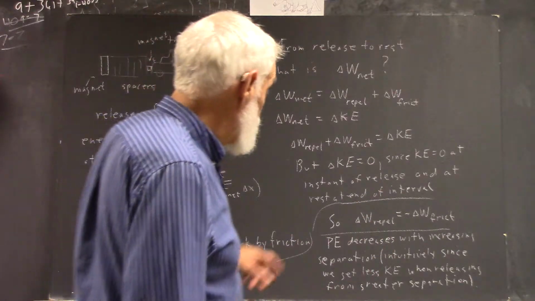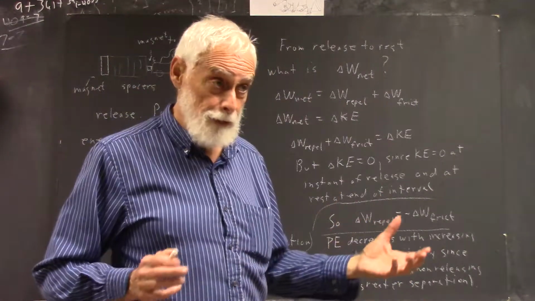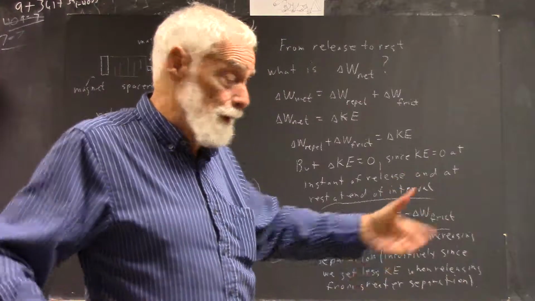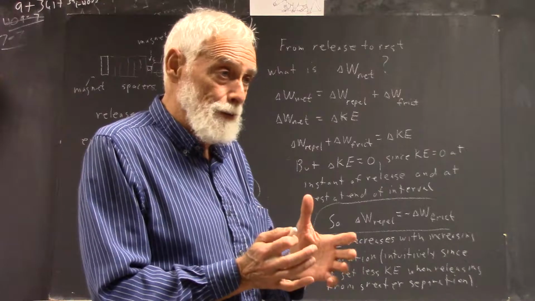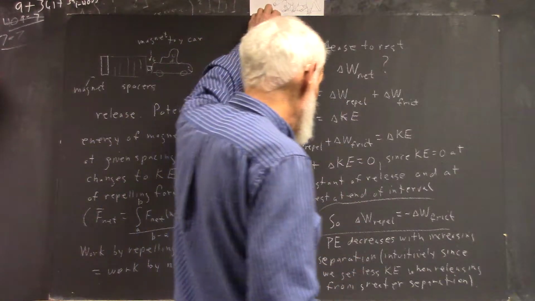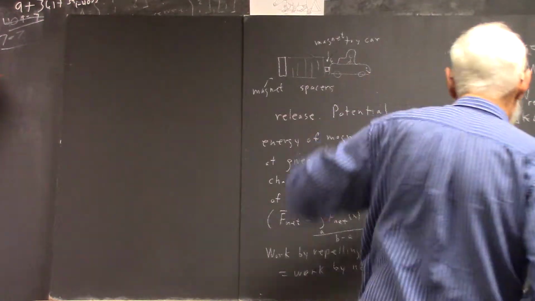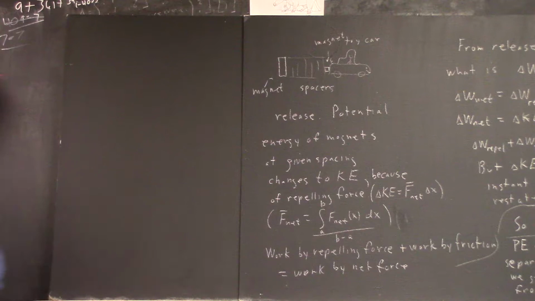Okay? So, if potential energy is the amount of kinetic energy we can get out of the system, or the amount of work we can get out of the system, the amount of energy we can get because of the proximity or the position of the system. Okay? We can say that. Now, since the potential energy decreases with separation.